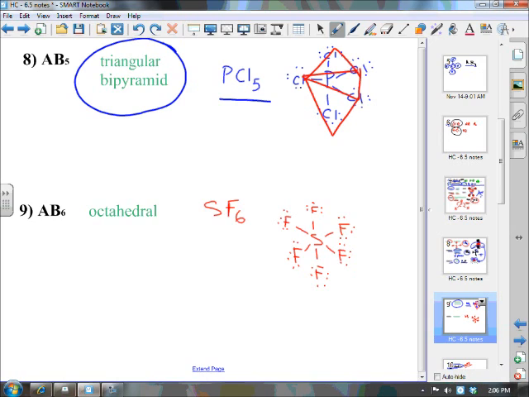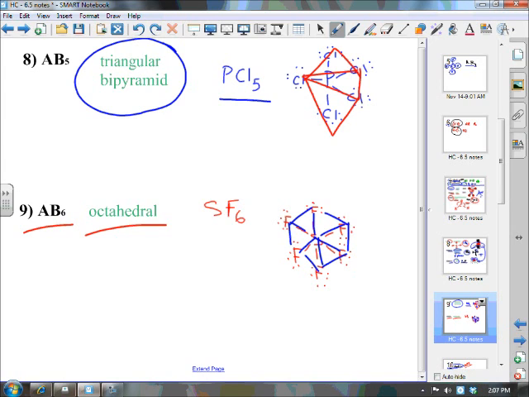The other one, if you have something that's AB6, which again you only recognize if it's given to you, is called octahedral. Now, you might be wondering, wait a second, octahedral means eight, but I only see six things. Well, you're right, but if you look in the book on that page, you're going to notice that there are eight faces to that structure. That's where they get the prefix octa from.